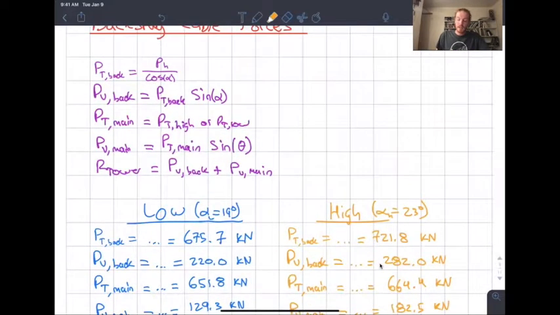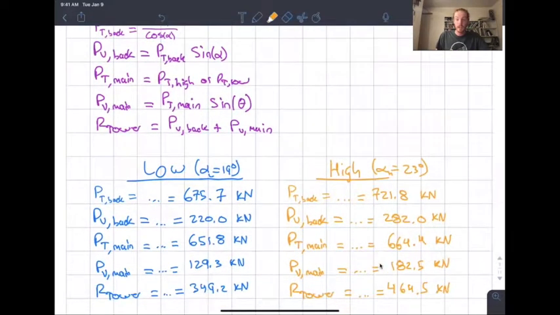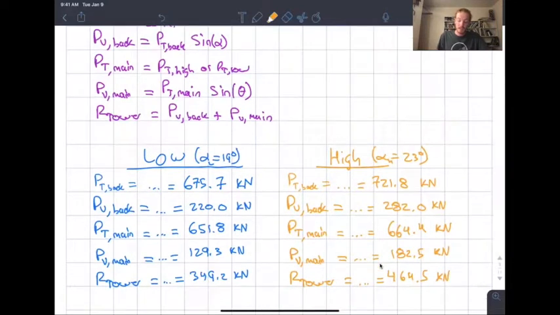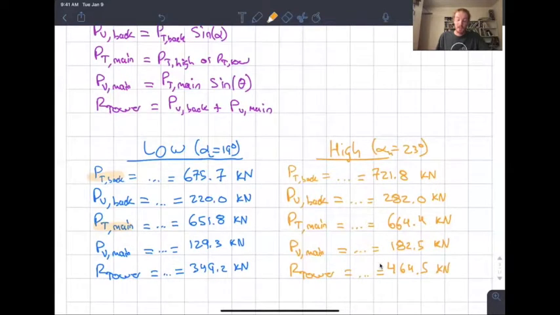Alpha is now 19. So we're increasing that cable angle. So what should we expect to see between PT main and PT back? We should see PT back be higher, which in fact we do. We go from 652 to 676 kilonewtons. So that's a good gut check of, hey, we probably did that right.